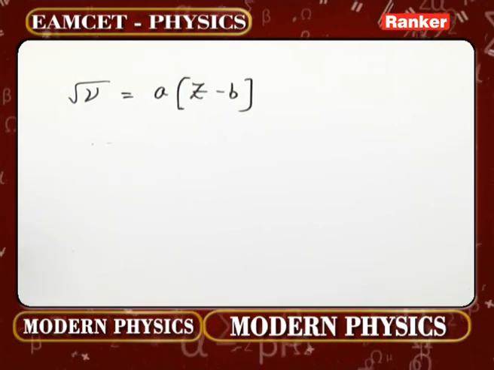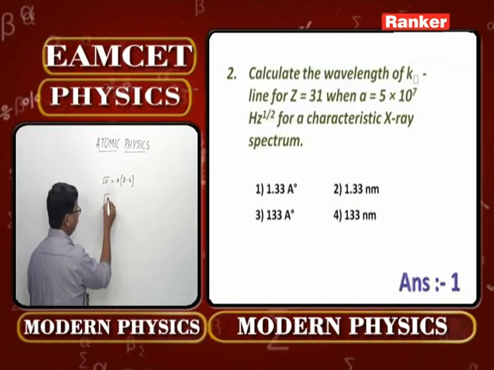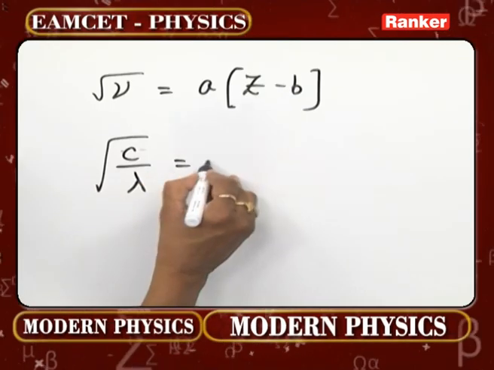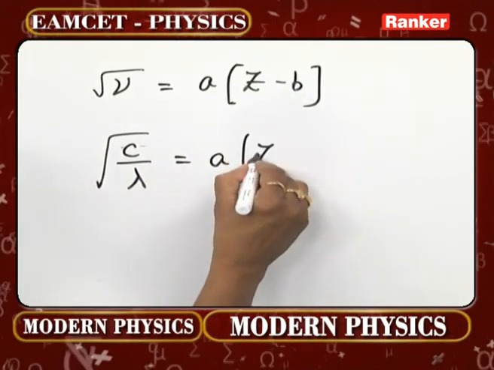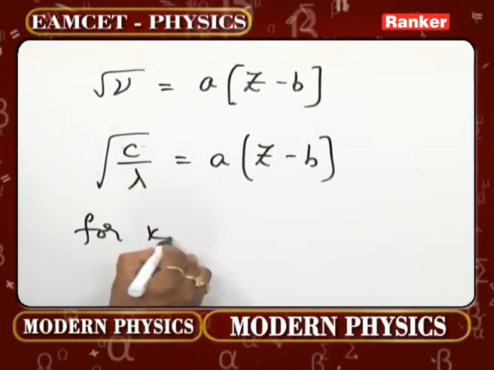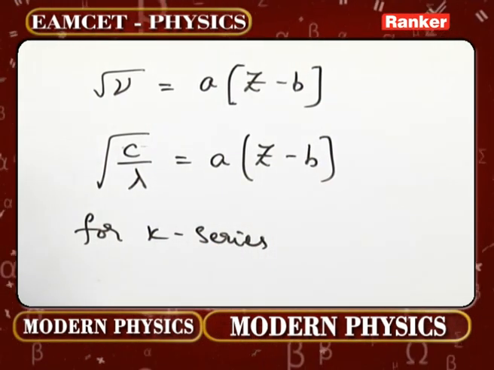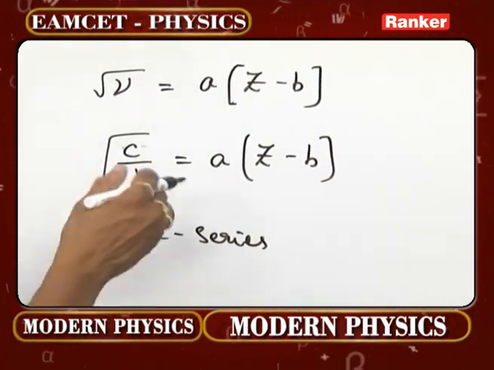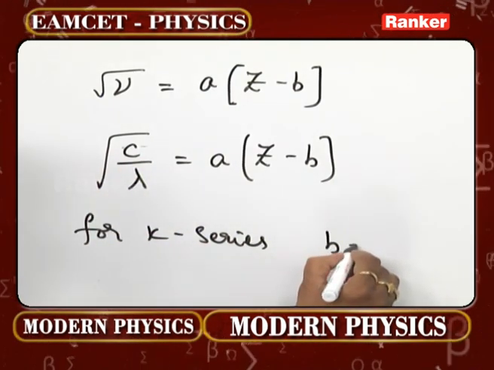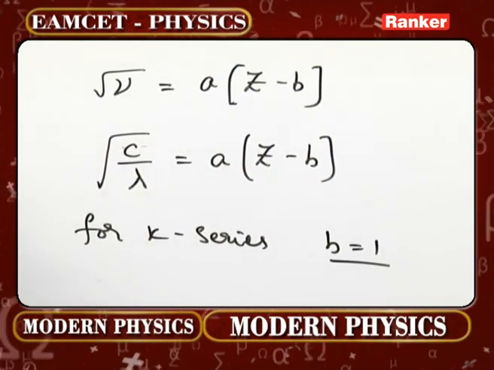So what is this question here? Calculate the wavelength, he is asking. So you can rewrite this as nu is equal to C by lambda, which is equal to A into (Z minus B). But all of you should understand, for the K series, that is for K alpha, K beta, K gamma, K delta, all these K series spectral lines, the value of B will be 1. So remember that value carefully. He will not provide us this in the examination.